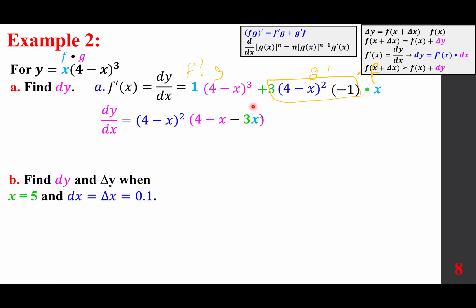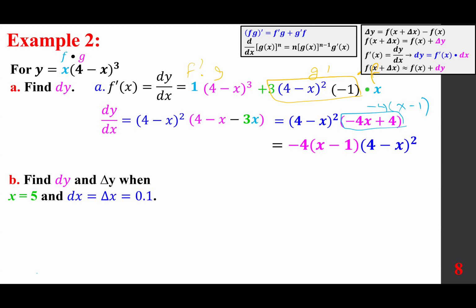These two combine into -4x. And we can factor -4 out here. We get x minus 1 and we put it in front. So this is dy dx, minus 4 times x minus 1 times 4 minus x quantity squared. So what is dy? Same thing, times dx. So write the same thing times dx.